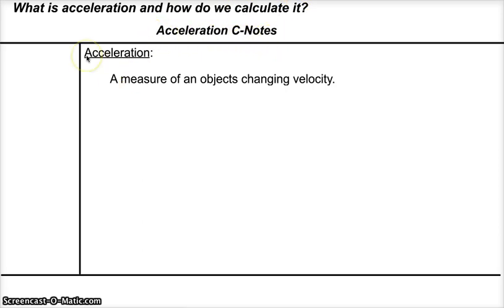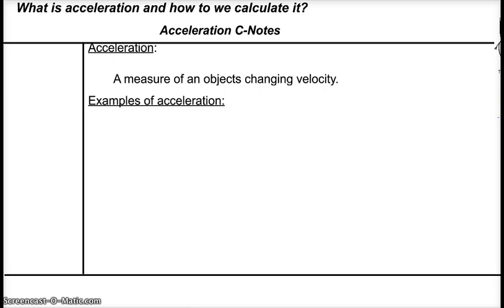And our first topic is going to be acceleration. Acceleration is basically a measure of an object's changing velocity. So if we're changing our velocity, we have acceleration. Okay, so now what we're going to do is look at some examples of acceleration, some examples where we're changing that velocity.